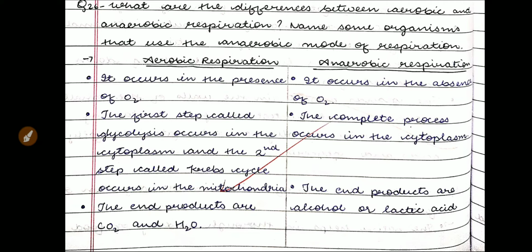Next, students, anaerobic respiration. It occurs in the absence of oxygen. The complete process occurs in cytoplasm. The end products are alcohol or lactic acid.